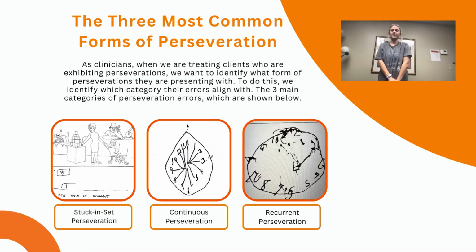As clinicians, when we are treating clients with aphasia, we will almost always see perseverations. It is our job when treating these clients to identify what type of perseveration the client is presenting. To do this, we will identify which categories their errors align with. There are three main categories of perseveration errors: stuck in set perseveration, continuous perseveration, and recurrent perseveration.